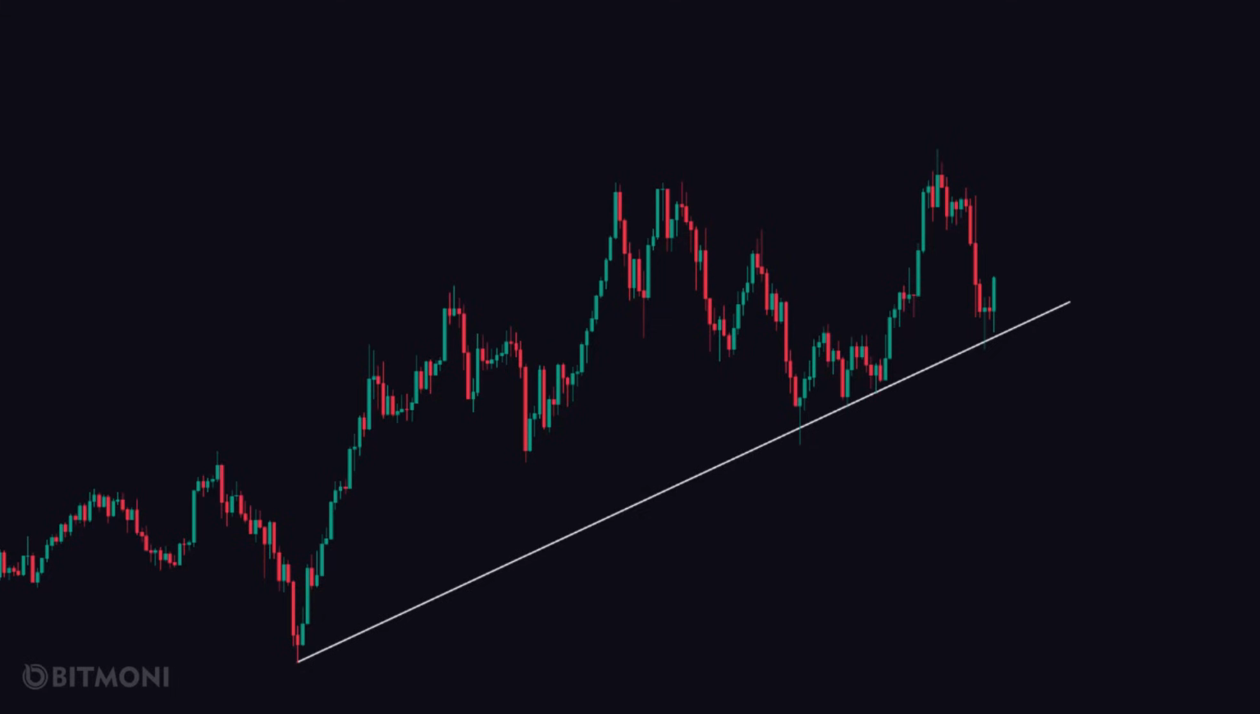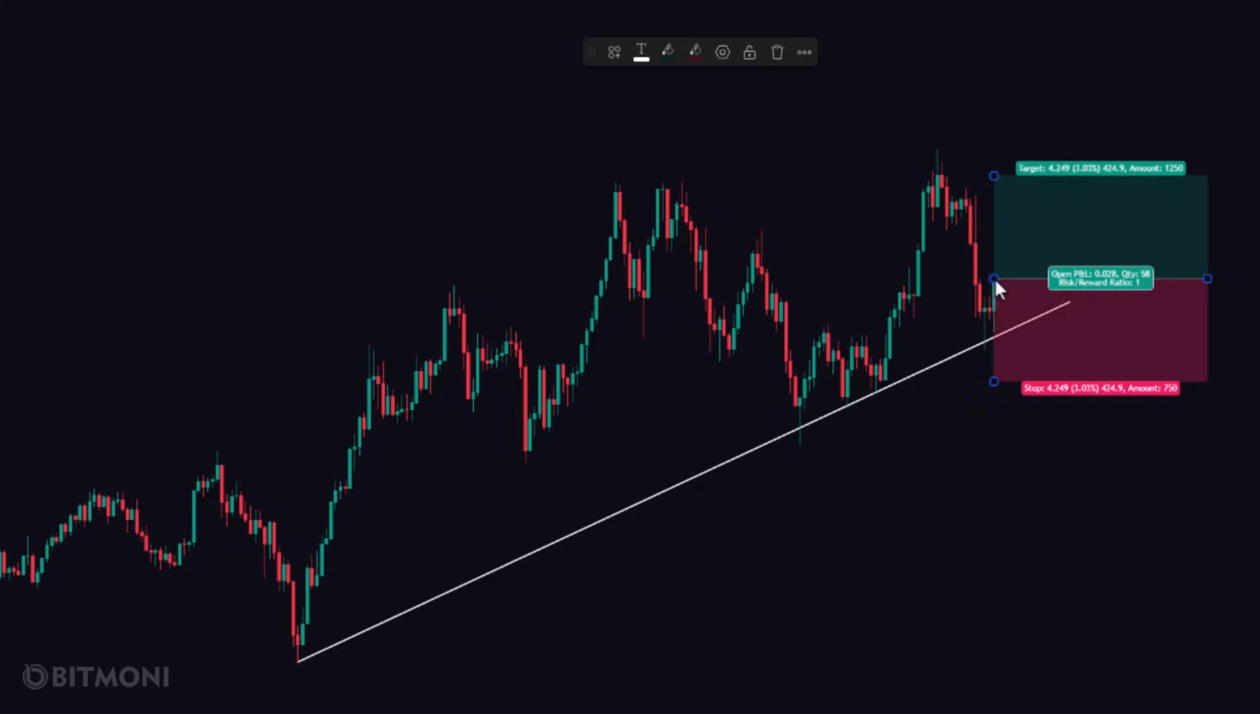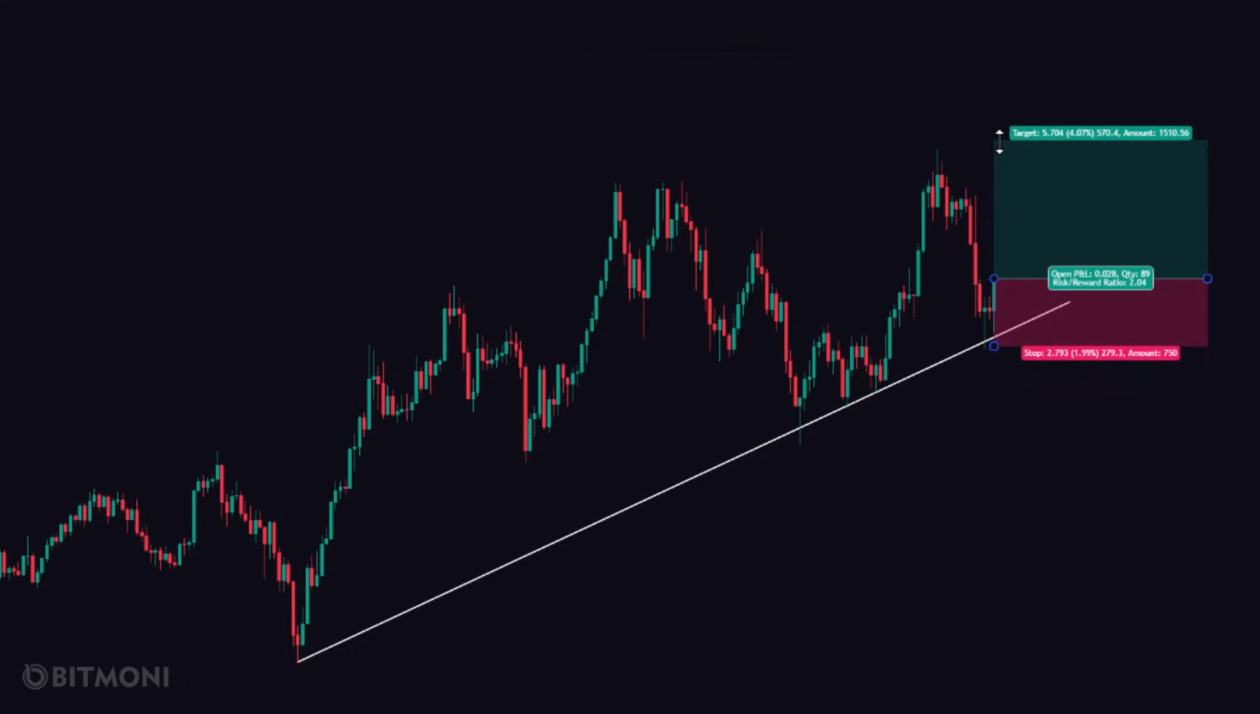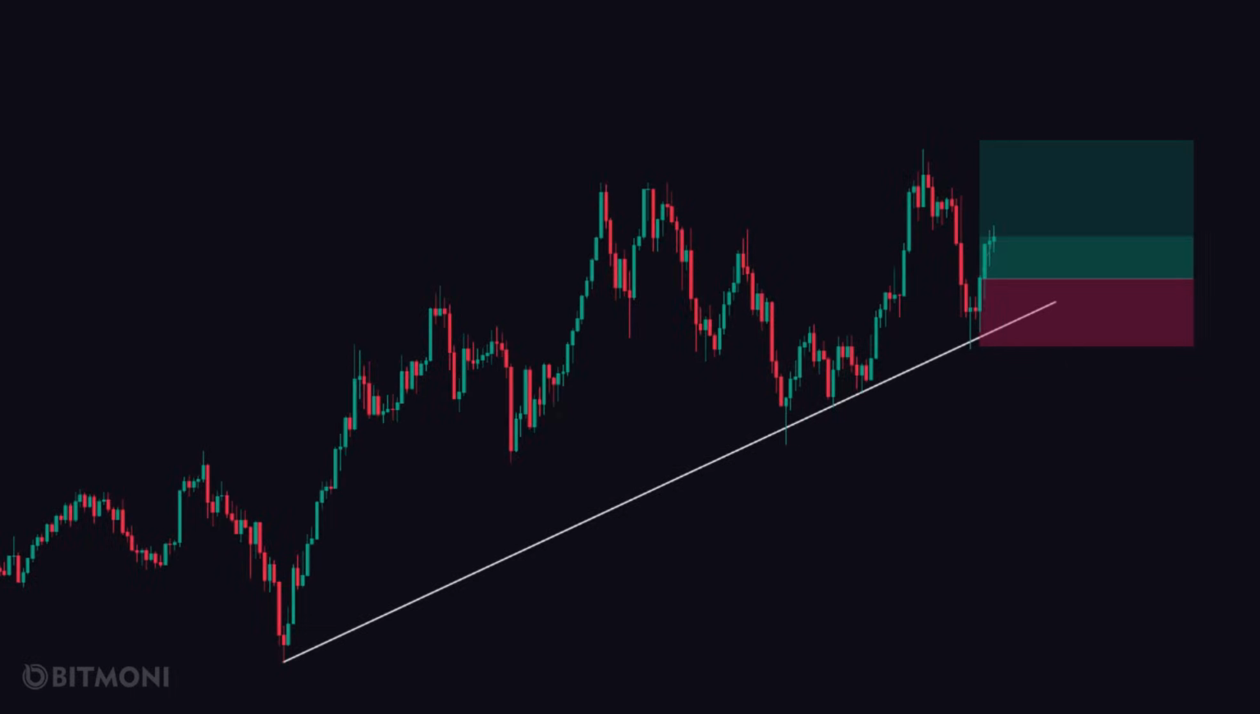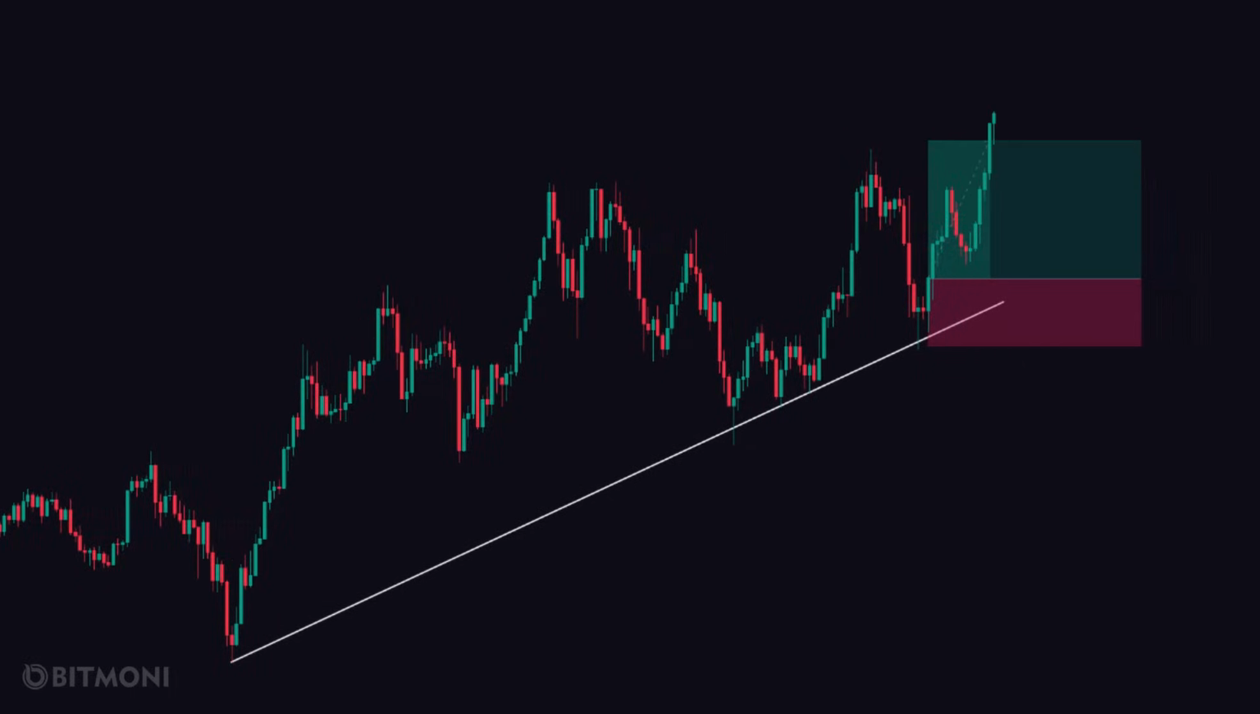So having all these in check, we just enter a buy position at the candle close. Set your stop loss slightly below the trend line and set your profit target at 2 times your stop loss. And letting the trade run, you can see how price rallied up, hitting our profit target. Now let's look at a bearish example.